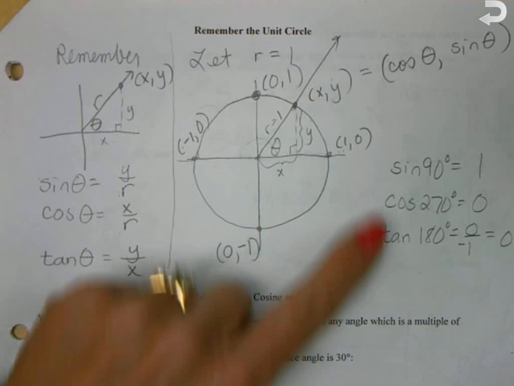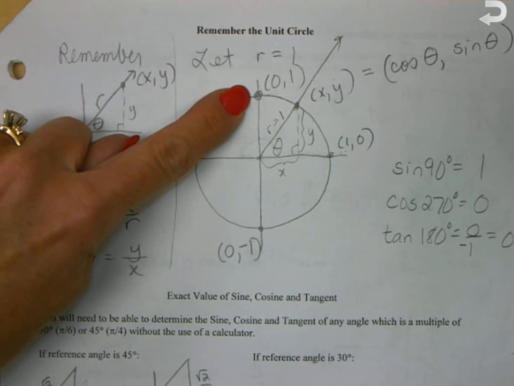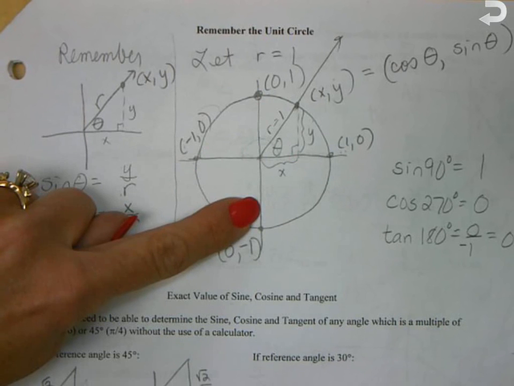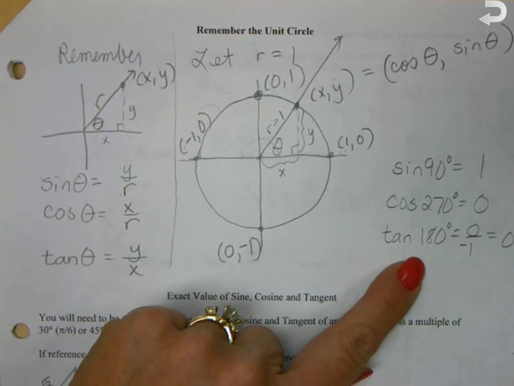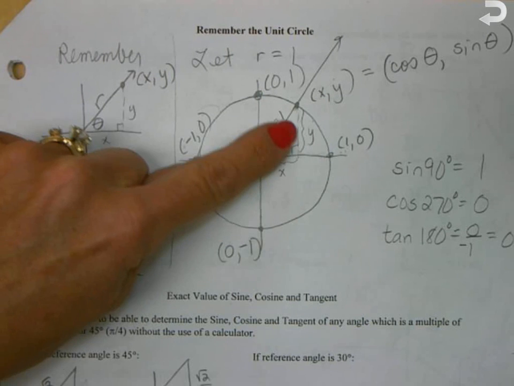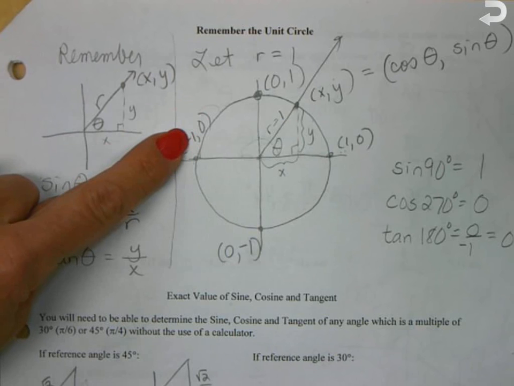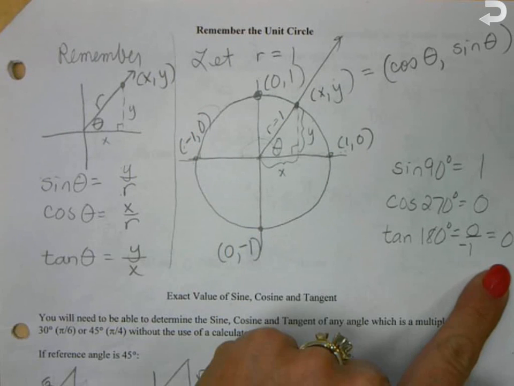So the sine of 90 degrees, rotate to 90 degrees. The y-coordinate is 1, so the sine of 90 degrees is 1. Rotate to 270 degrees. The x-coordinate for 270 degrees is located at 0, so the cosine of 270 degrees is 0. The tangent of 180 degrees, rotate 180 degrees. The tangent is the y-coordinate over the x-coordinate on the unit circle, and 0 over -1 will give us 0.